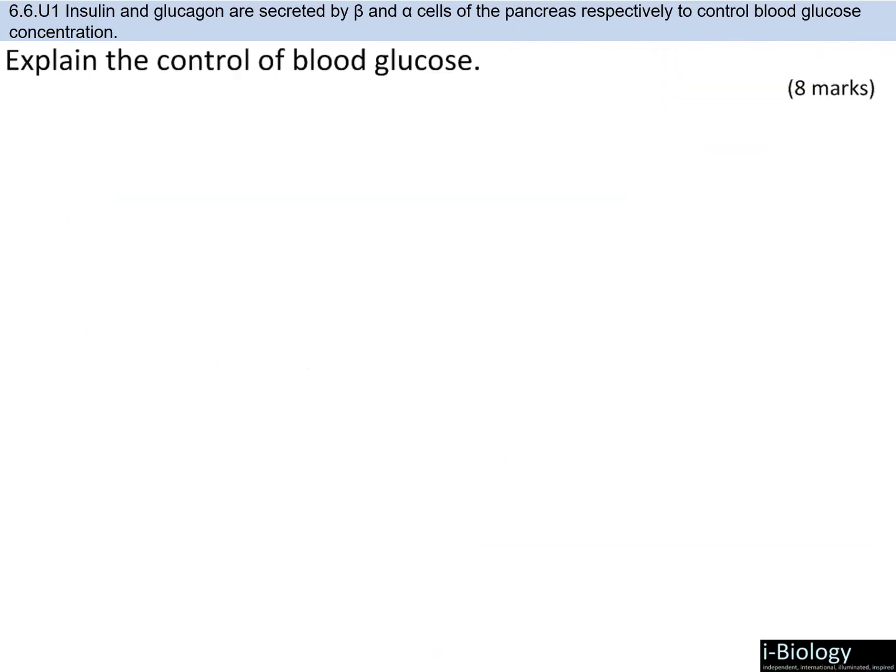Okay, so here is an opportunity to practice a question like this, a test question. Here we've got a longer form, 8-mark question. So you can pause it and give it a shot.